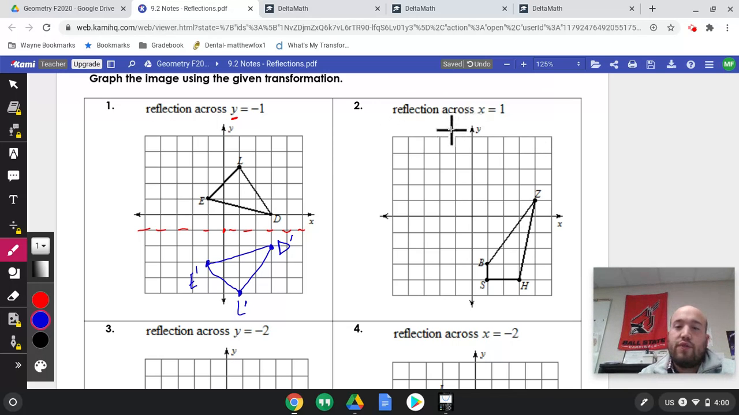Okay, our next one, reflect across the line x equals 1. So once again, let's draw that line. So we always go on the axis mentioned, so the x-axis, go to 1.